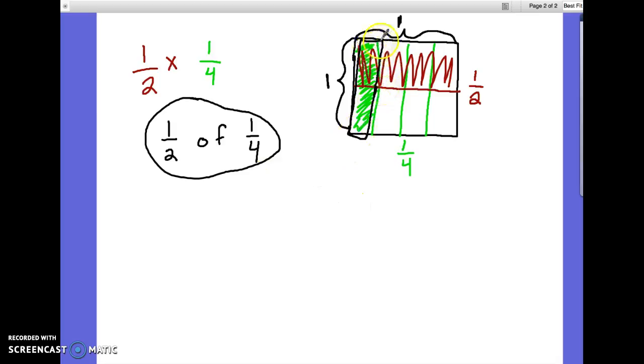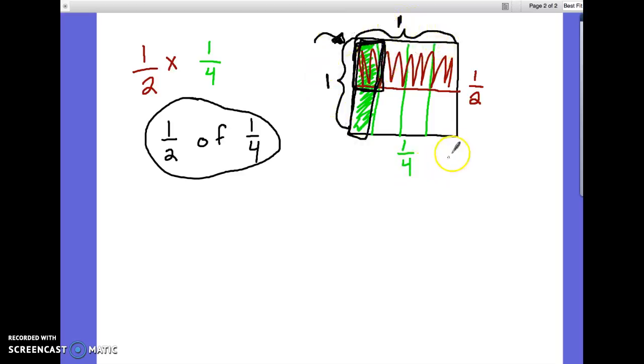Well, what's 1/2 of that? That's going to be where I have half of that region shaded. A trick is to look for where they're both shaded in. We have green and maroon right over here. So this is going to be the region that represents 1/2 times 1/4. But what does that region actually mean?